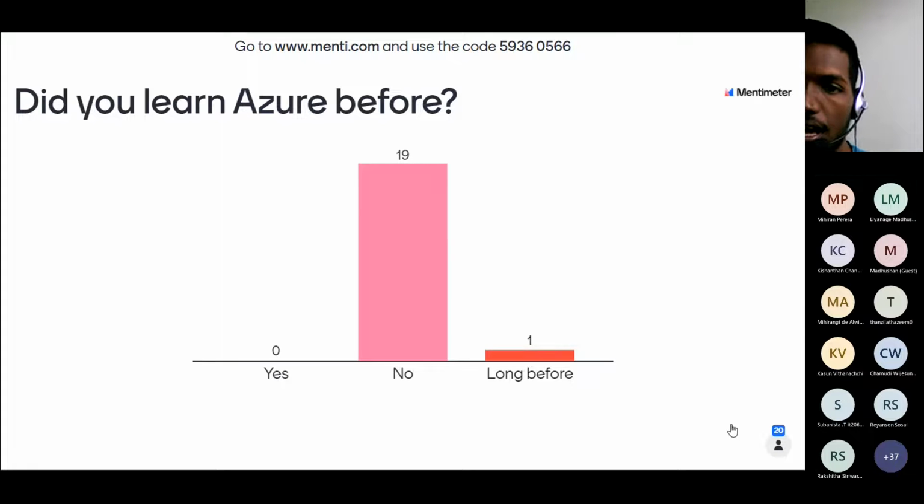Okay. Seems like most of you don't know about Azure before, and don't know about cloud computing. So today we are covering the basics, all about the cloud, what the cloud is, and why Azure, and we are looking at it one by one in depth. So let's go to this.